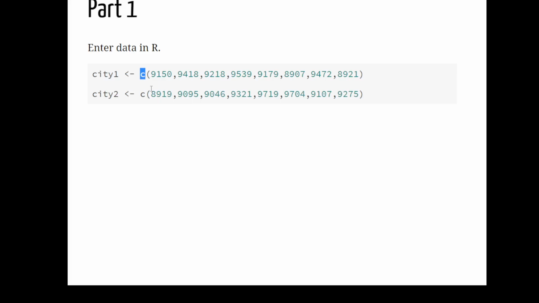Likewise, we have City 2 there as well, which is also 8 values. They don't necessarily have to be both of equal length, but just for the sake of simplicity. Well, it actually would be in the context of this question, obviously, but not in general.